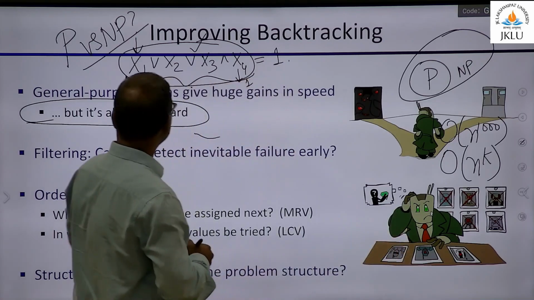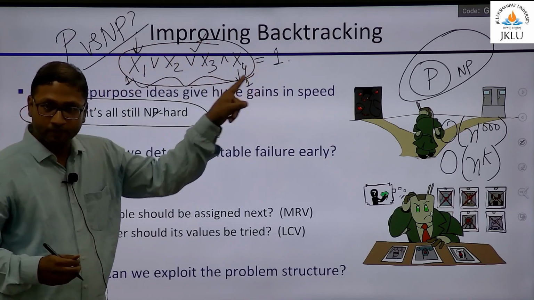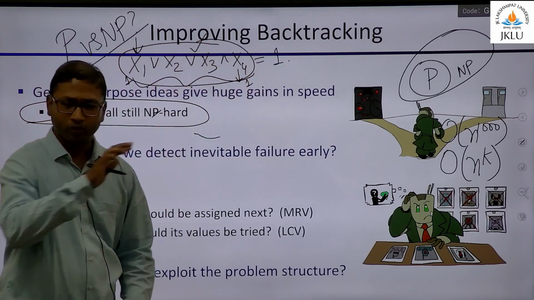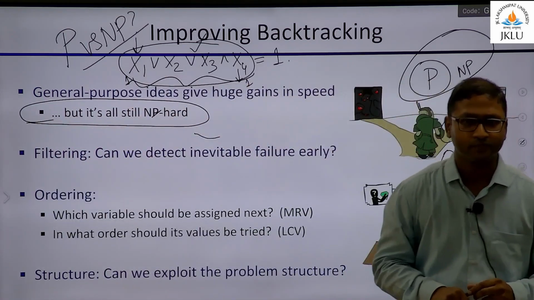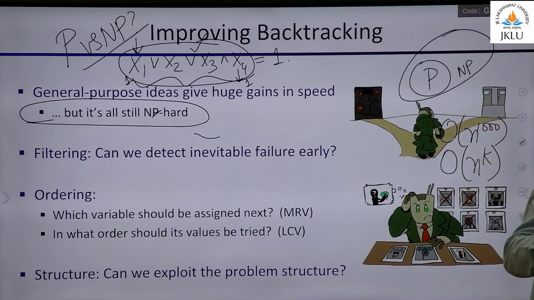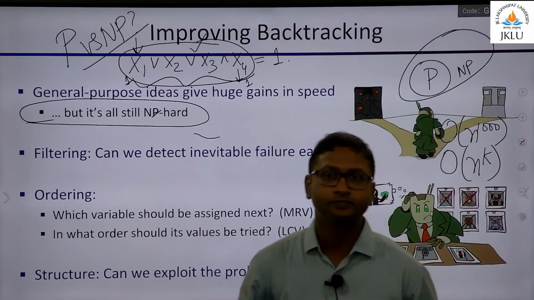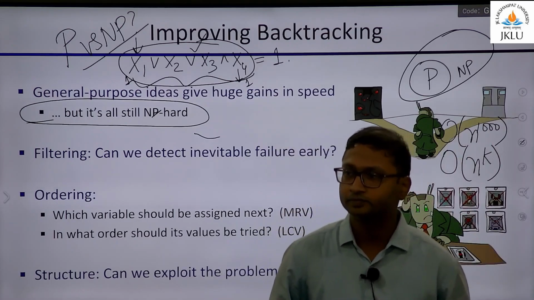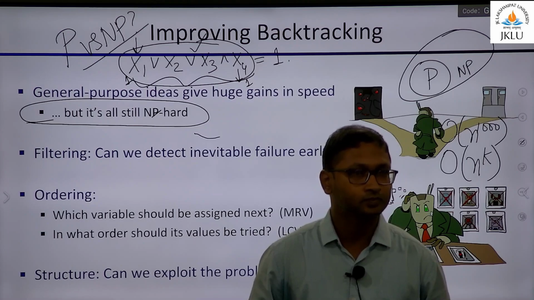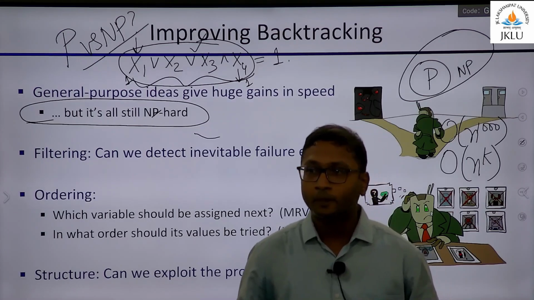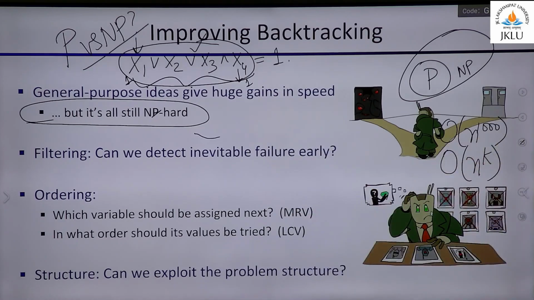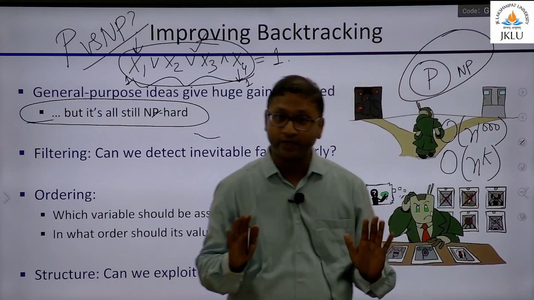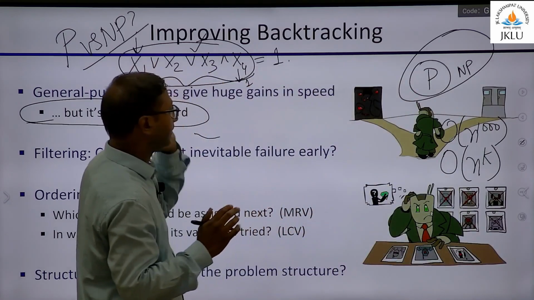Now, if I give you a solution to SAT, or forget SAT, if I give you a solution to a coloring problem, can you verify in polynomial time whether that coloring is right or wrong? Yes. But if I ask you to compute such a coloring, then no. At least we don't know any algorithm. That's what this P versus NP means.